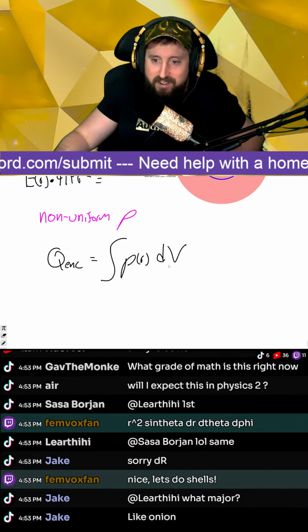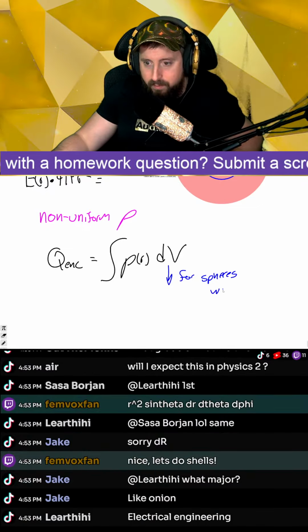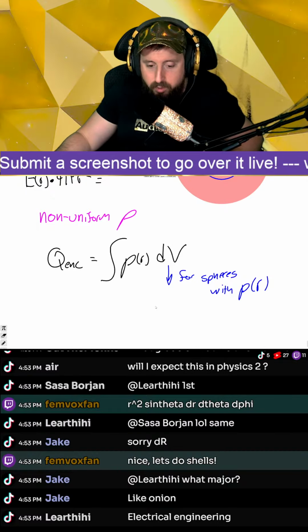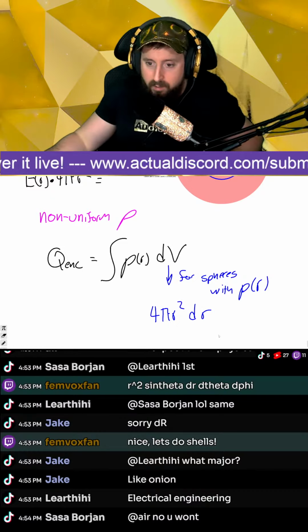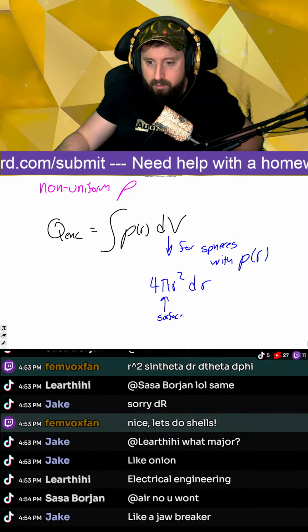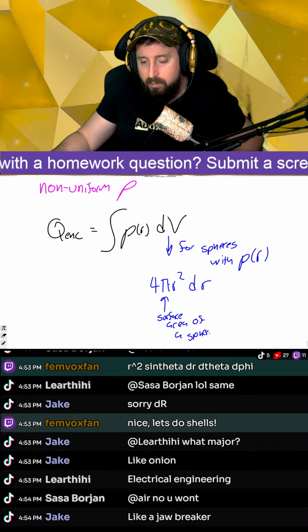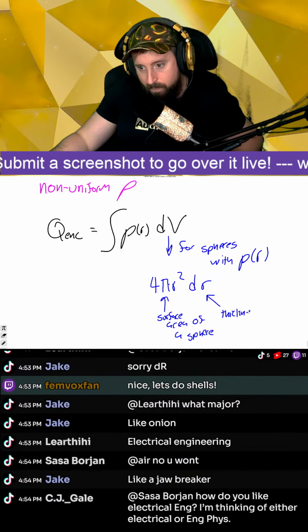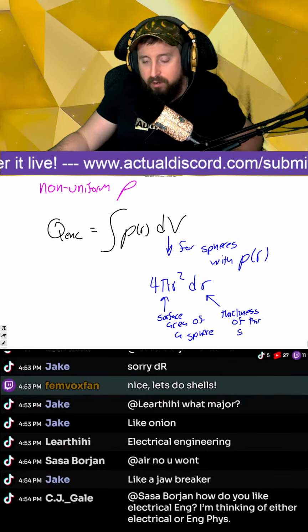dV in this case, for spheres with densities that are a function of r, is going to be equal to 4 pi r squared dr. Because this is the surface area of a sphere, and then this is the thickness of that sphere. Like a jawbreaker. Yeah, it really is.